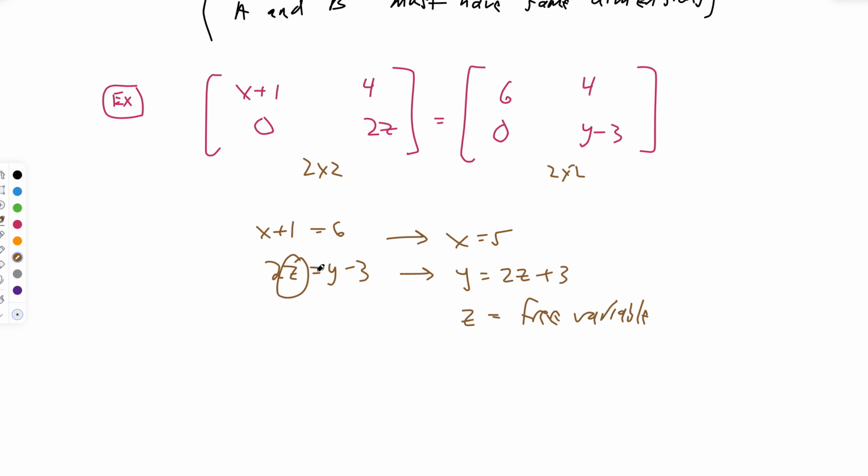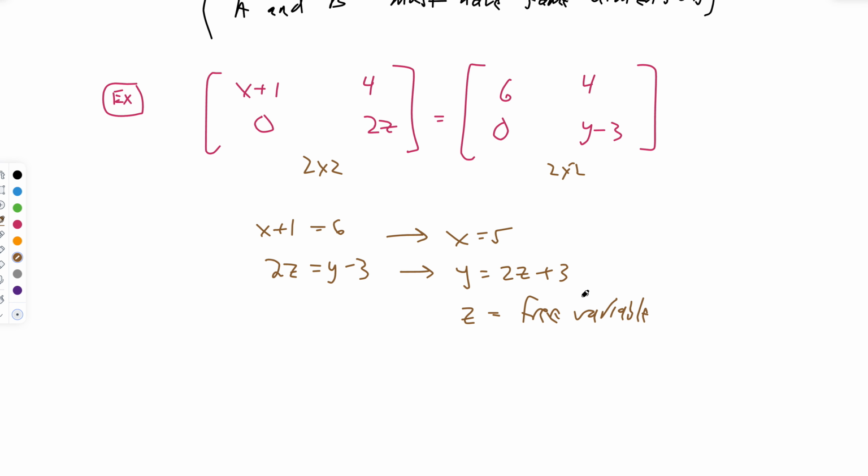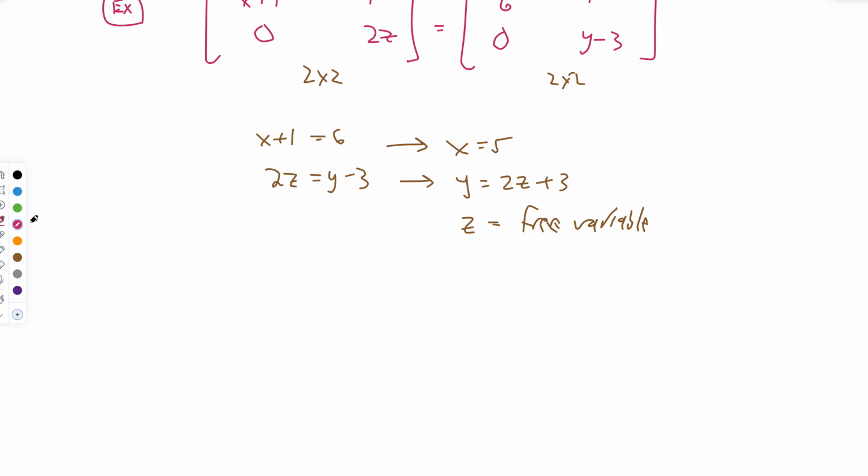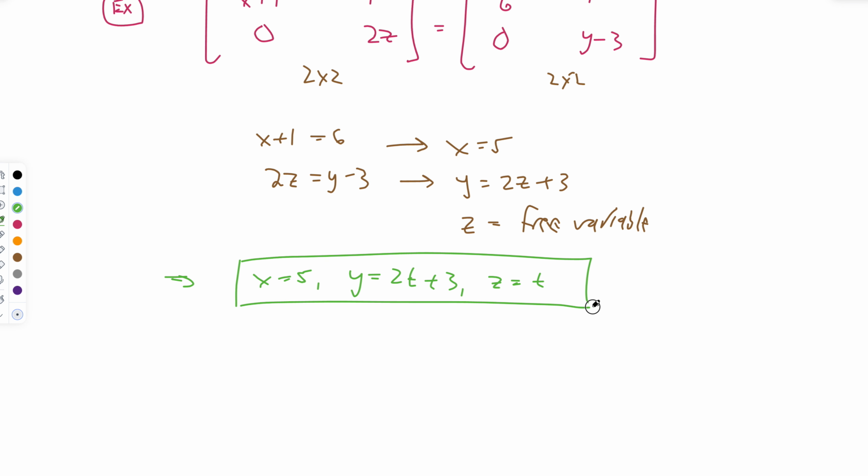Similarly, if you solve for z here, then in that case, the y would have been the free variable, right? Because z would be dependent on y, and so y could be whatever you want. So in this situation, this would be true. How you would do this is you would write something like this. You would say the solution here would be something like x equals 5, y equals 2t plus 3, and z would equal t.